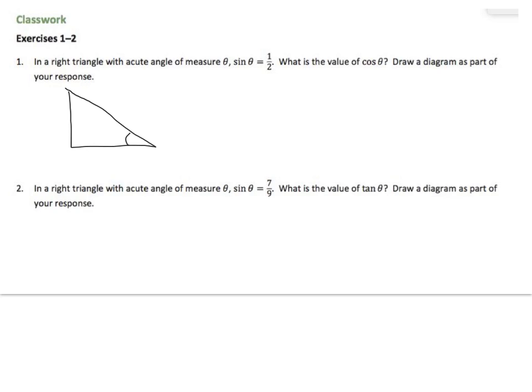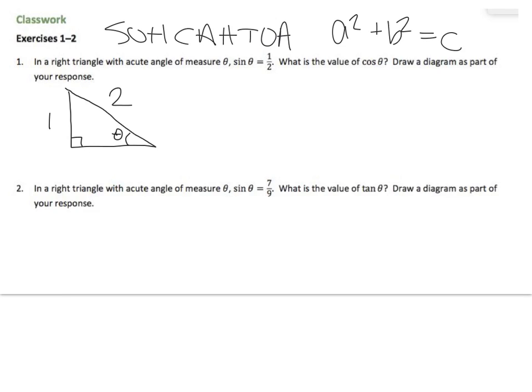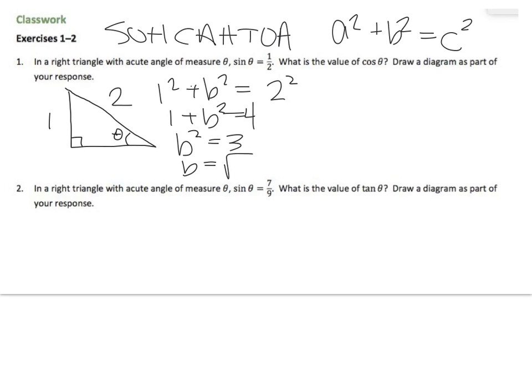Pick something to be theta. And remember, we have SOH CAH TOA. Sine is opposite over hypotenuse. So we have opposite over hypotenuse. So let's figure out what that third side is. Remember ABC. So leg squared plus leg squared equals hypotenuse squared. So I have 1 squared plus b squared equals 2 squared. 1 plus b squared equals 4. Subtract 1 from both sides. B squared equals 3. B equals the square root of 3.